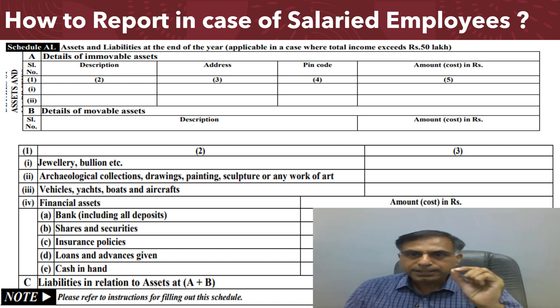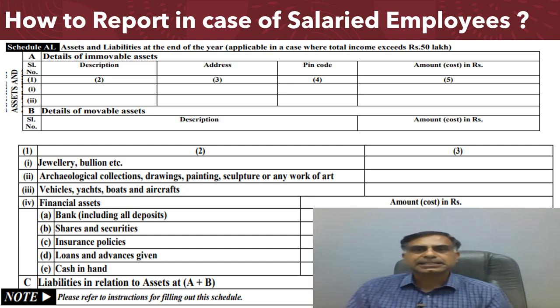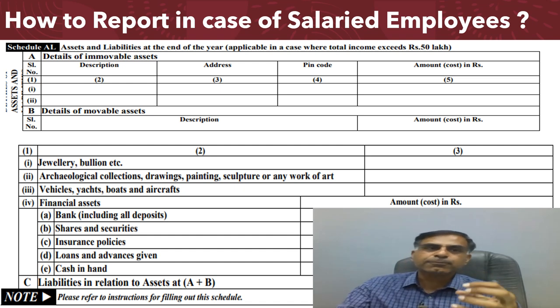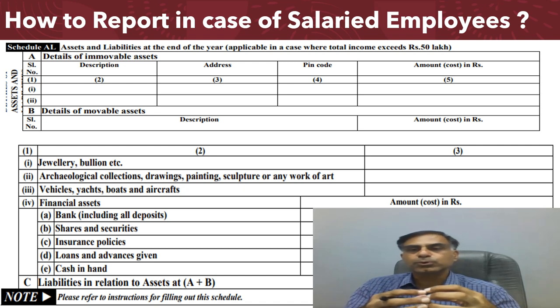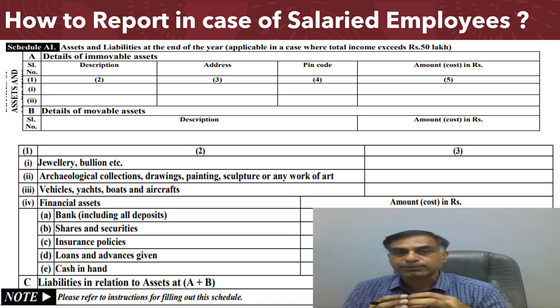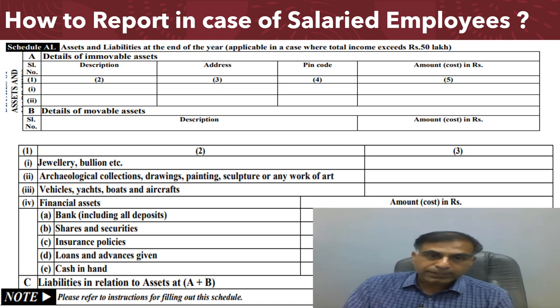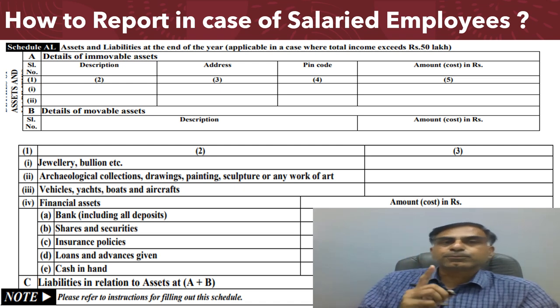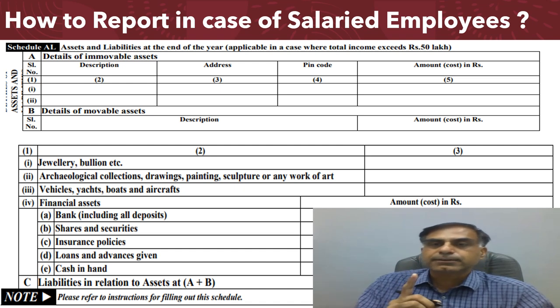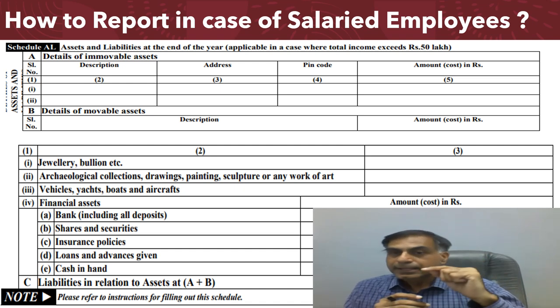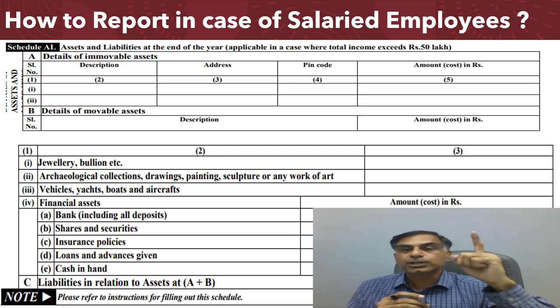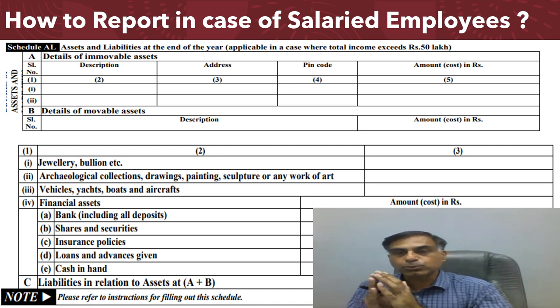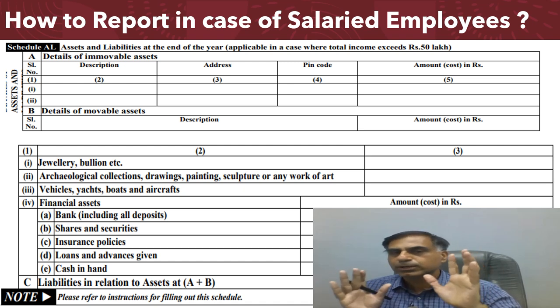Now let me discuss a very important point pertaining to salaried employees: if you are an employee, how are you going to report your assets and liabilities in the ITR form? As I elaborated in the beginning also, as a salaried employee, you are required to report assets and liabilities in ITR 2 when your total income exceeds 50 lakh. So if your total income is not exceeding 50 lakh, you need not worry about reporting assets and liabilities in the ITR, assuming you are a salaried person.